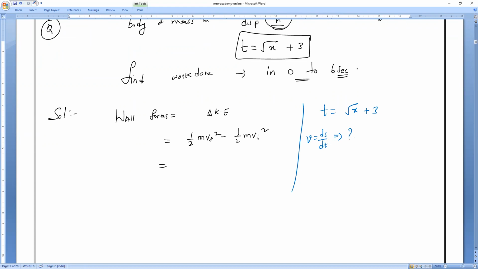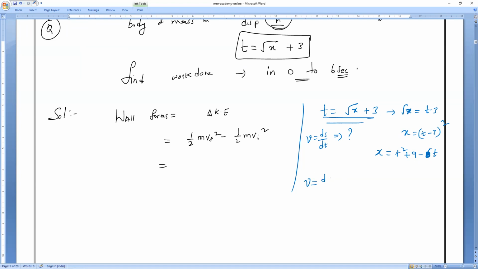So ds by dt, we want it first. How can I modify this one? Can I write root x is equal to t minus 3, so x is equal to (t minus 3) whole square? Am I right? Yes, sir. So x is equal to (a minus b) whole square, t square plus 9 minus 2ab, which means 6t. Am I right? Everybody clear? Please respond.